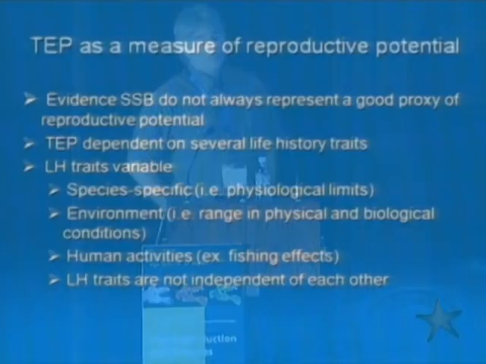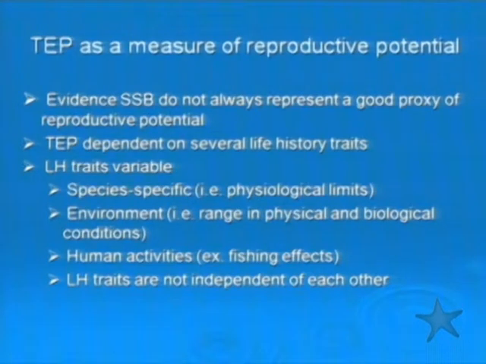There is evidence that spawning stock biomass does not always represent a good proxy of the reproductive potential. It's not really surprising since total egg production is dependent on several life history traits that have been shown to be very variable. This variability in reproductive traits is species-specific. Depending on the physiological limits of each species, you'll have a set of possible variation. It will also be influenced by the environment.